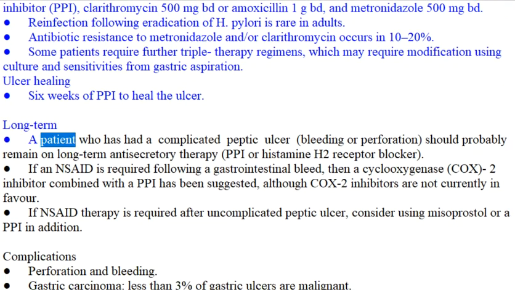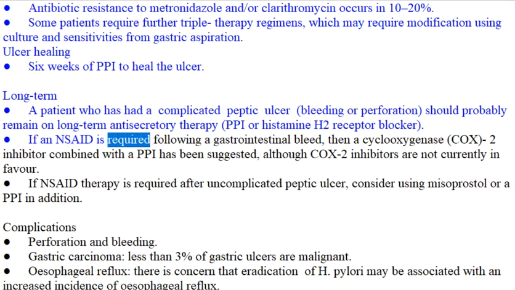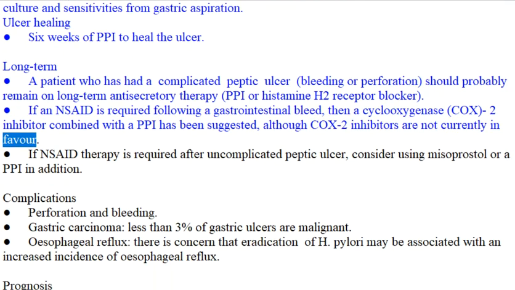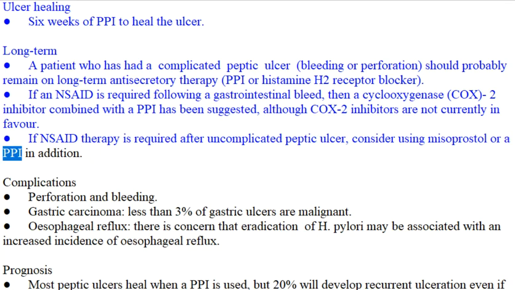Long-term: a patient who has had a complicated peptic ulcer, bleeding or perforation, should probably remain on long-term anti-secretory therapy, PPI or histamine H2 receptor blocker. If an NSAID is required following a gastrointestinal bleed, then a cyclooxygenase-2 (COX-2) inhibitor combined with a PPI has been suggested, although COX-2 inhibitors are not currently in favor. If NSAID therapy is required after uncomplicated peptic ulcer, consider using misoprostol or a PPI in addition.